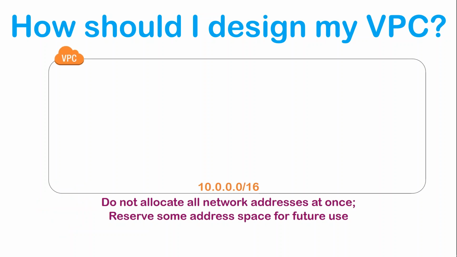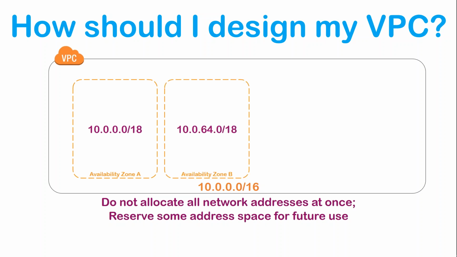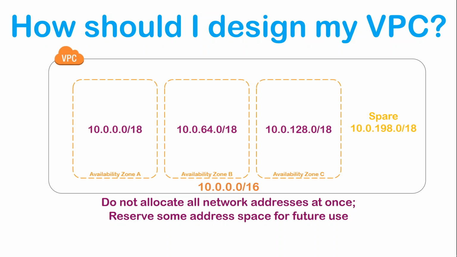Say here is an example of a VPC which has a CIDR range of /16, which gives you about 65,000 IP addresses. Then I'm going to split it across 3 availability zones as /18 in availability zone A, likewise in B as well as in C. And what I do is I keep some reserve space at the 10.0.198 series /18. So this will allow me to grow in the future without any problems with my VPC hitting the limits.